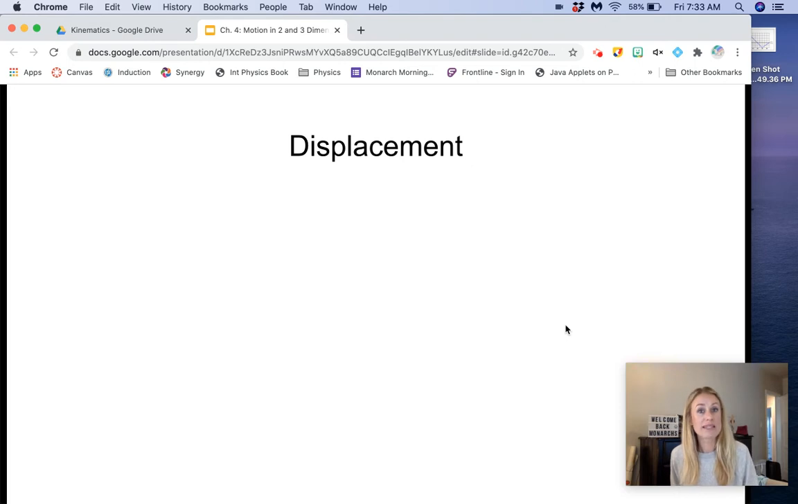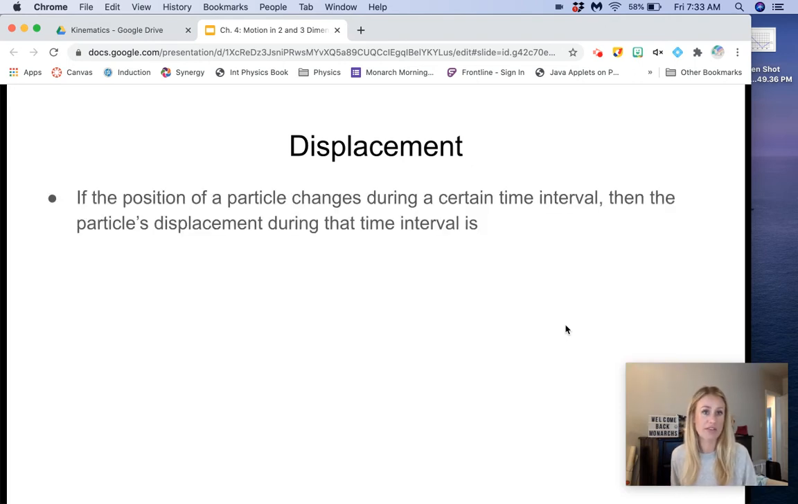So that was position. Now we know displacement is just a change in position, all right? So if the position of a particle changes during a certain time interval, then the particle's displacement during that time interval is our change in position, which is just going to be the position vector final minus the position vector initial. Don't let this scare you too much. All we're doing is subtracting the initial from the final point, all right, in the x, y, and z direction.